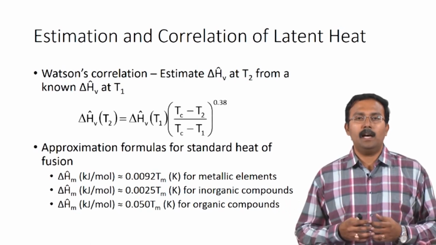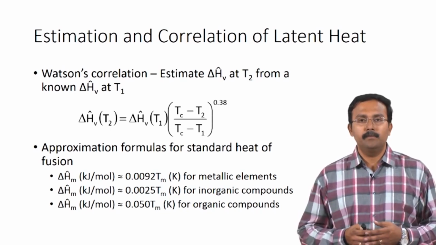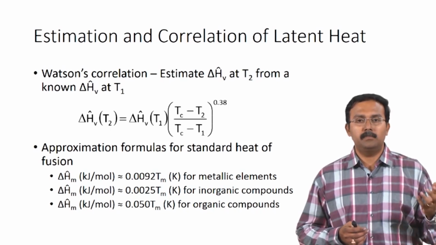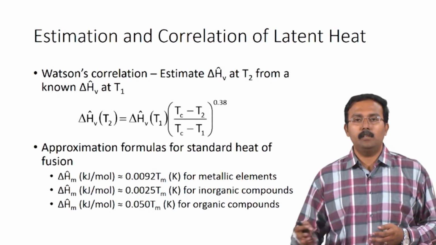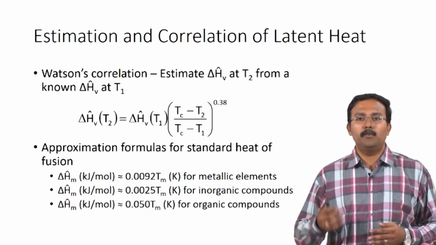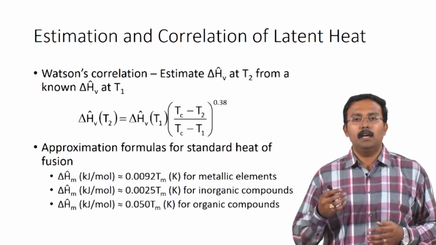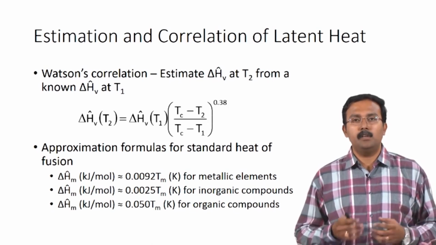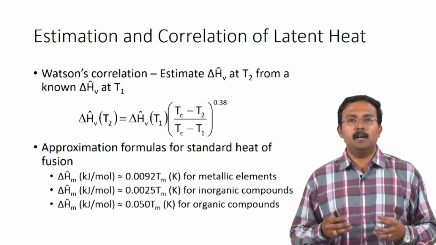You also have approximate formulas for estimating the standard heat of fusion. You have the standard heat of fusion for metallic elements as 0.0092 times melting point, for inorganic compounds as 0.0025 times melting point, and for organic compounds as 0.050 times melting point. All the melting points used would be in Kelvin.